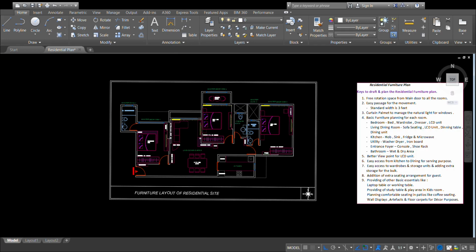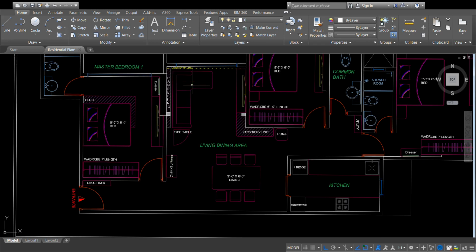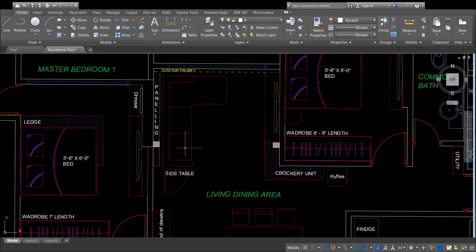Now as we move to the living dining area, you can see that I have given a nice L-shaped sofa facing the LCD perfectly. Okay, now the place here is little compact, and so I have not given a center table. But if you want, you can always add a center table. That is again one more option of a designer. But here I have not given a center table as the place is really compact.